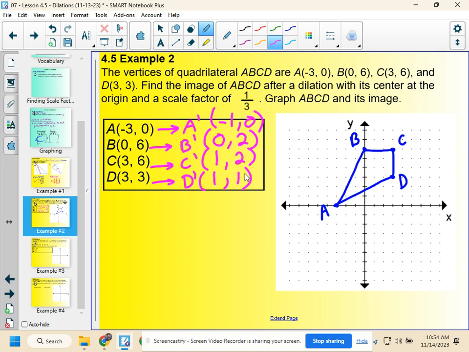And then short of just plotting it here, we're done here. So where's A prime? -1, 0. 0, 2, 1, 2, and 1, 1. Look at that. It's like a cute shrunken down little version of the bigger quadrilateral. I'll label it A prime, B prime, C prime, D prime, and that's it.